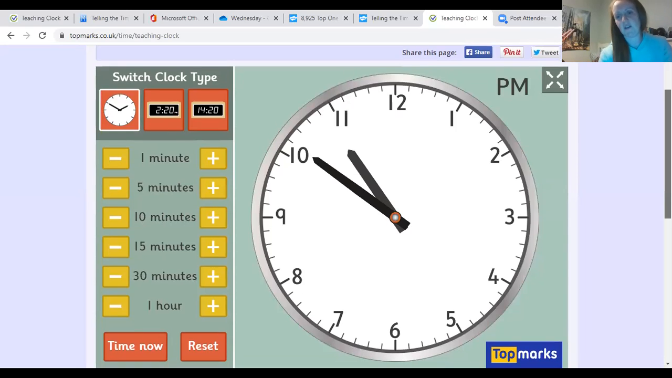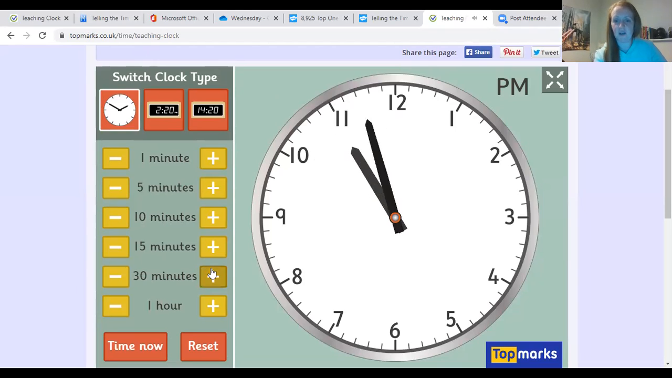So here we go. This is a teaching clock here, and you can get this up yourself as well. It is on Top Marks teaching clock. And here you can see you can change the minute intervals. So it's a really good way of having a little practice of this, because you can set any time that you like. There we go, there's one there.